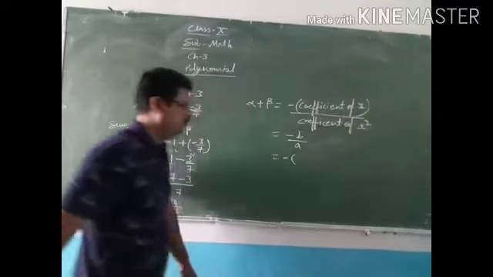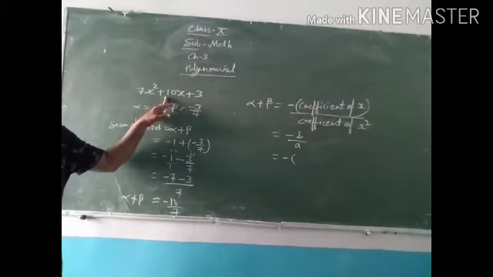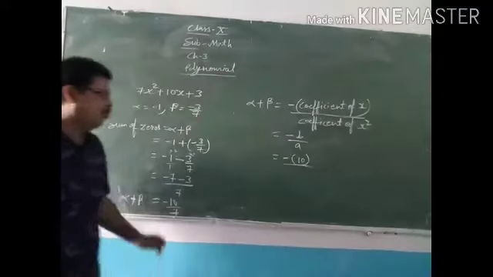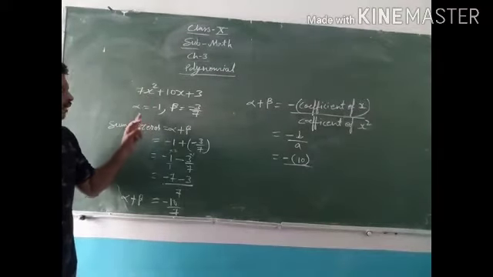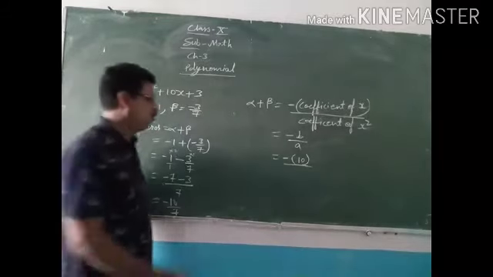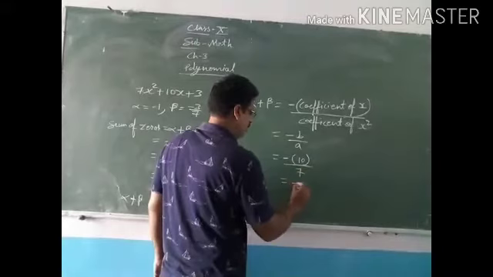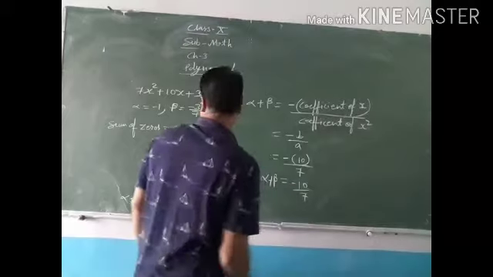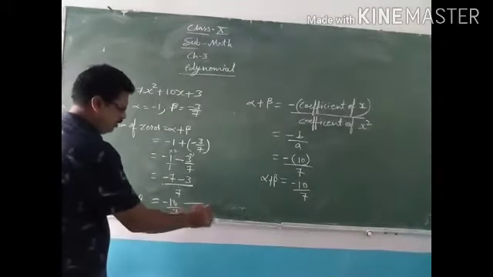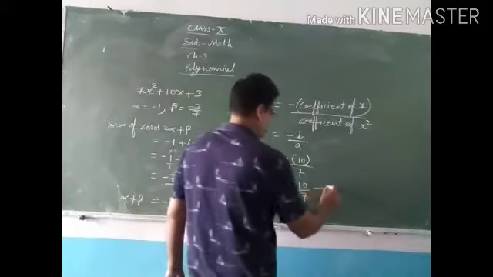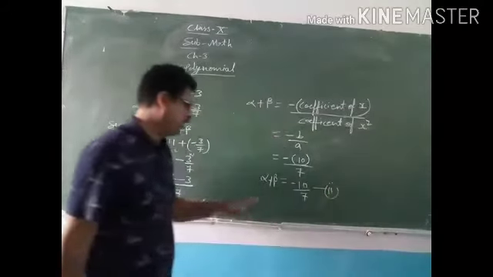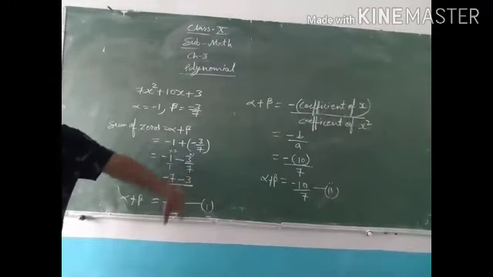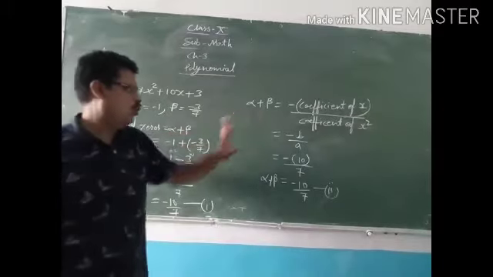So minus, what is the value of b according to us? Plus 10. So minus 10 upon a. A means coefficient of x square, which is 7. So what answer has come? Minus 10 upon 7. So alpha plus beta is equal to minus 10 upon 7. Here you can write equation 1, and here equation 2. By equation first and equation second, you can see that both are equal. So that means this relation is verified.